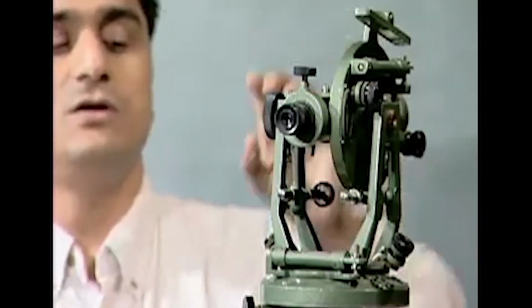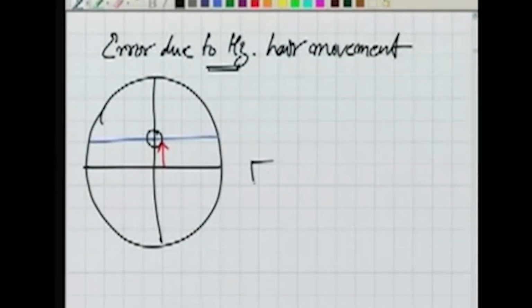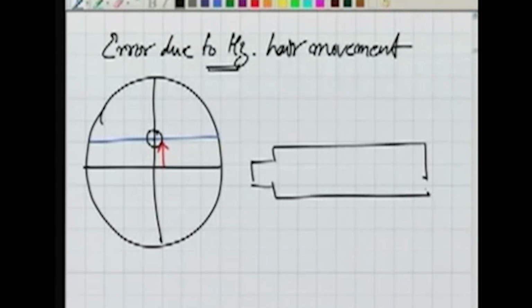Well, let us say the effect of this is my telescope. So the line of sight is now, that's the center of the objective lens, is inclined. It's not horizontal. In ideal case, in case of the horizontal line, it should have been like this.